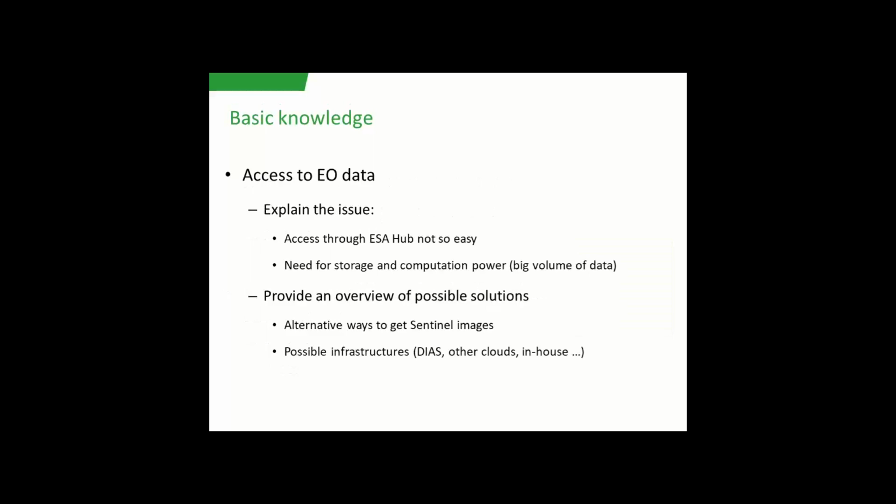We have tried also to explain what is the issue about the access to Earth observation data. Of course, the natural entry point will be the ESA hub, but in practice, it's not so easy. There are some difficulties. And also, there is a big difficulty that there is need for storage and computation power because of the big volume of data, as we are not working on a single image, but on a temporal series of images. We have tried also to provide an overview of possible solutions, such as alternative ways to get Sentinel images and possible solutions, such as DIAS or the cloud in-house.